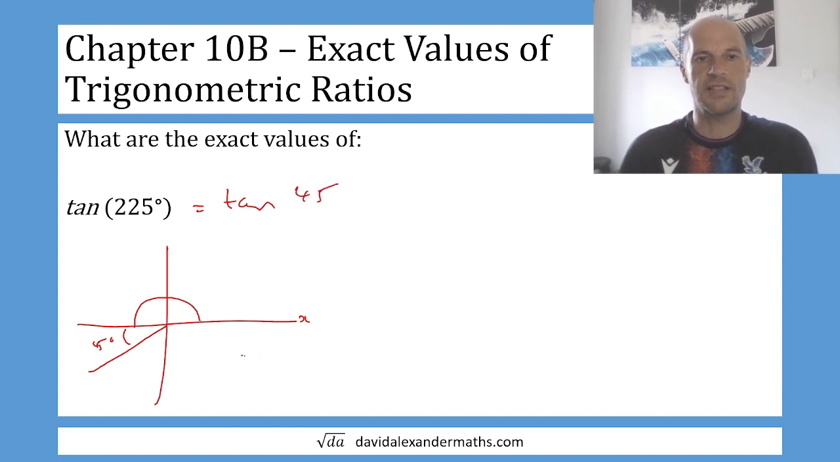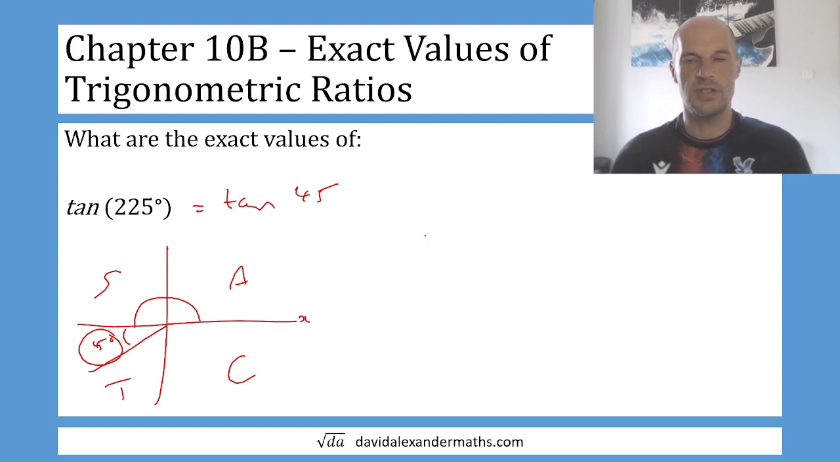Is it positive or negative though? C-A-S-T. The angle is in the bottom left quadrant where tan is positive. So the tan of 225 is the same as the tan of 45. So what is the tan of 45? So I need to draw my little sketch here.